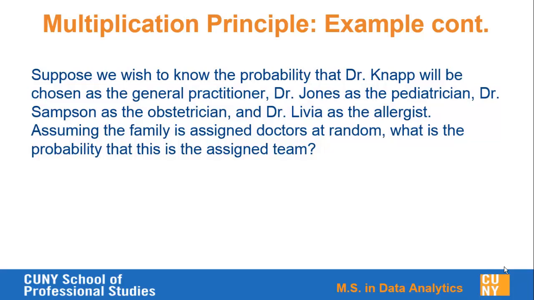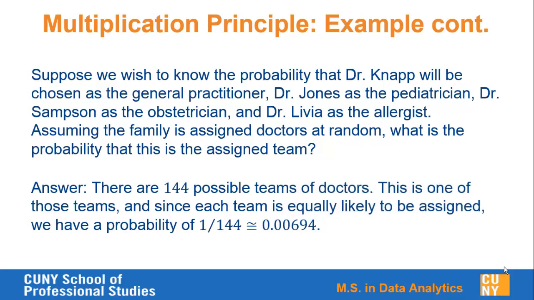So we can take that a step further. Suppose we wish to know the probability that Dr. Knapp will be chosen as the general practitioner, Dr. Jones as the pediatrician, Dr. Sampson as the obstetrician, and Dr. Livia as the allergist. So that's 1 n-tuple out of a collection of 144 n-tuples. So the probability that that's the choice is 1 divided by 144, which is approximately 0.00694.